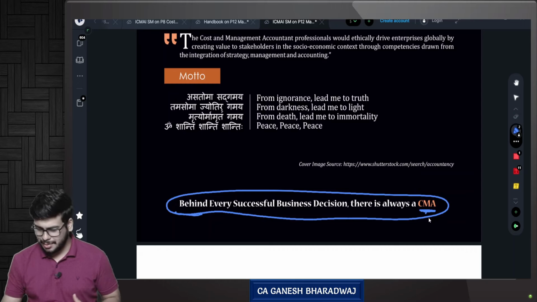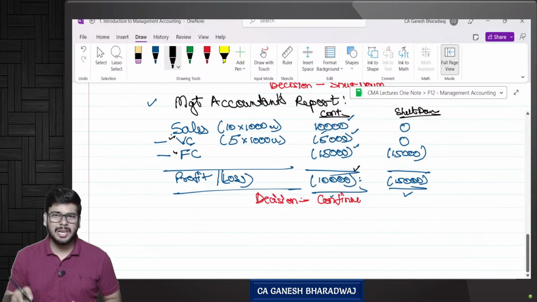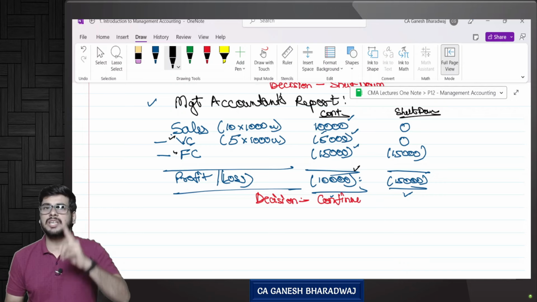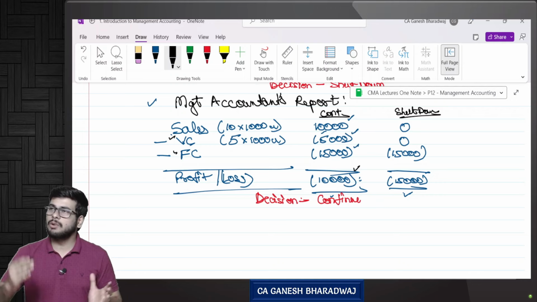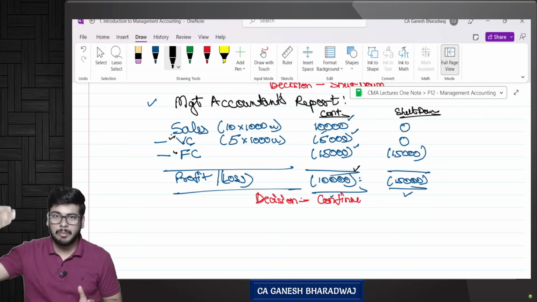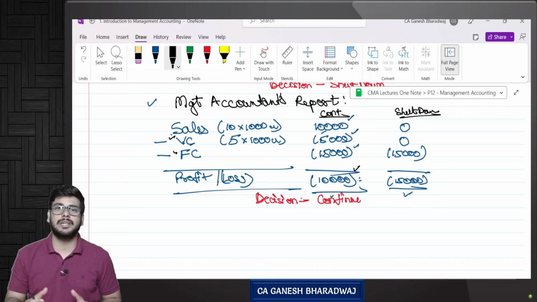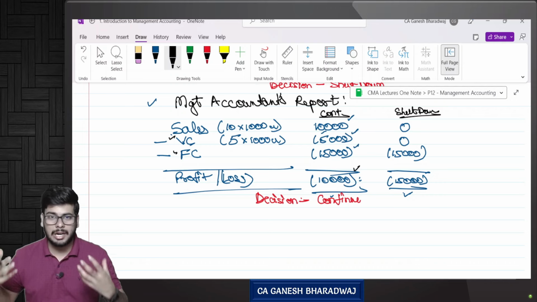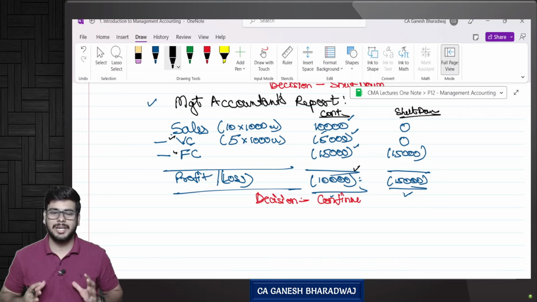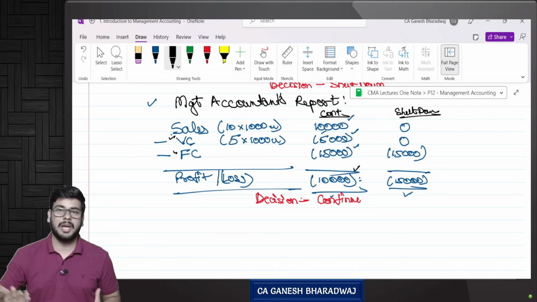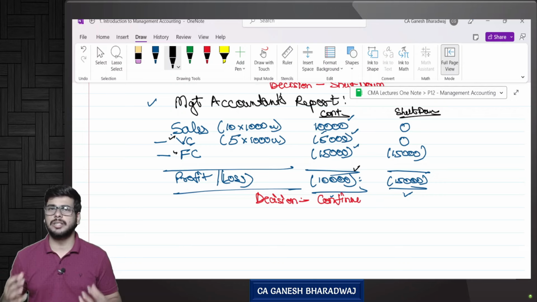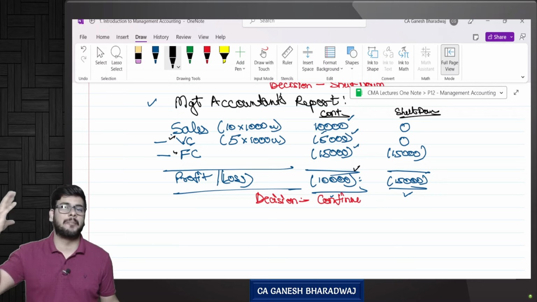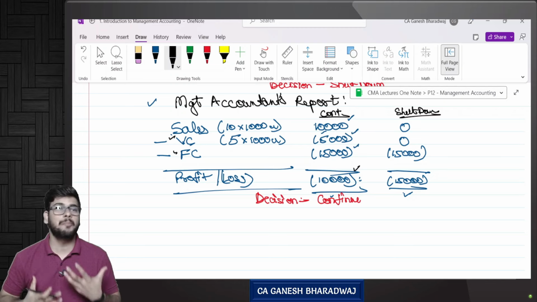So now you tell me, should this be a legal requirement for a company to follow? No. All companies know the importance of management accounting. They don't want the government to come up with law and legislation to make all these things mandatory. They themselves know the importance of management accounting. Just by having a proper management accountant in place, the companies can grow up the ladder. They can actually take proper meaningful decisions.